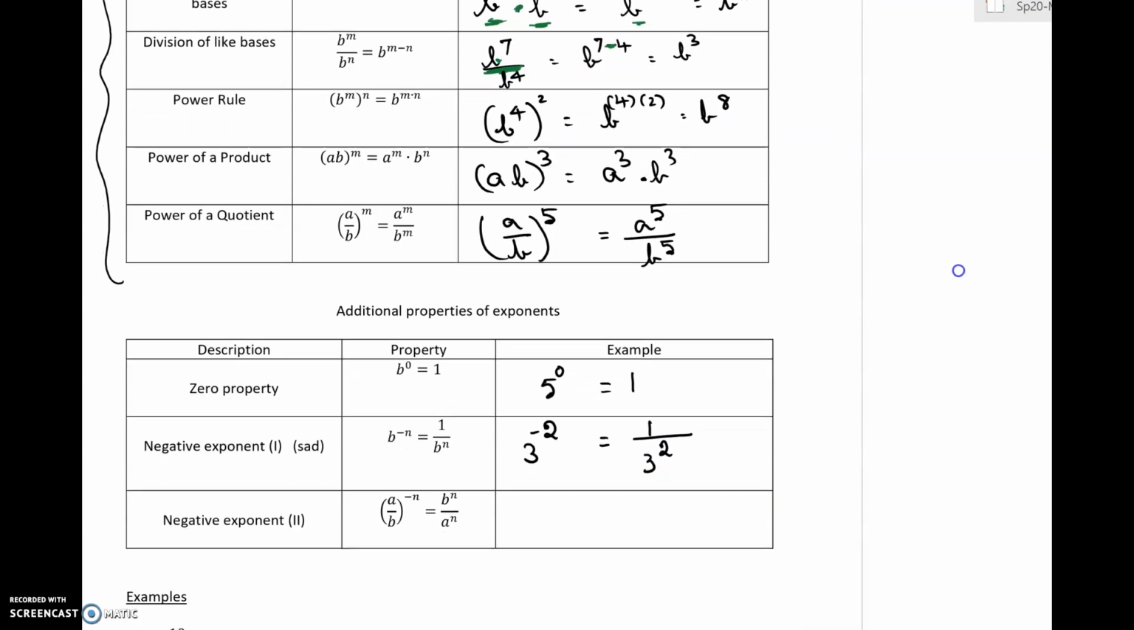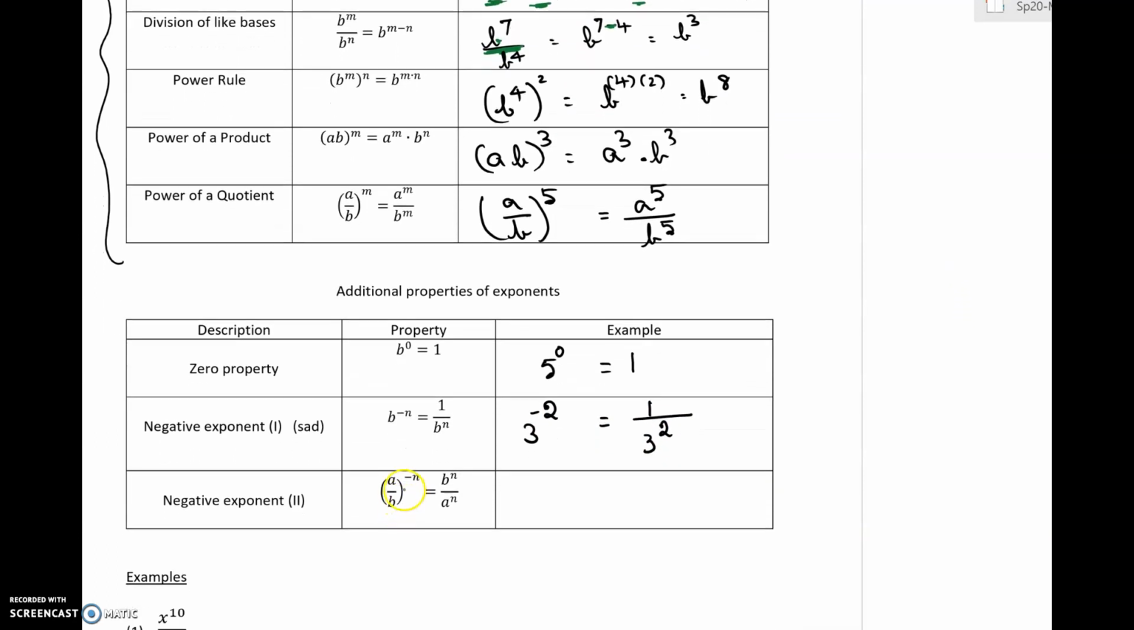Then negative exponent with a quotient inside the parentheses is a over b to the negative n. Then you can flip the numerator and the denominator and write b over a to the positive n, which will become b to the n over a to the power n. To give you an example of this one, so 7 over 3 to the power negative 2 will be 3 over 7 to the power positive 2.